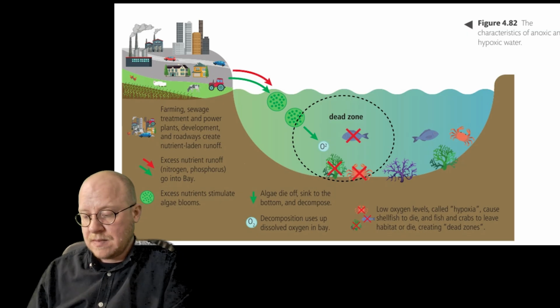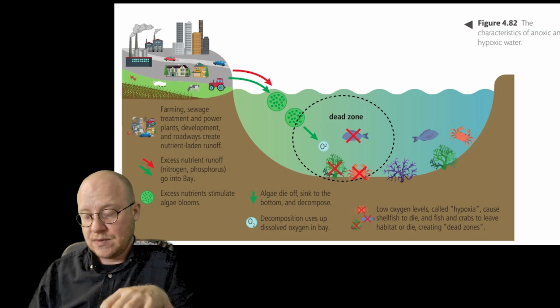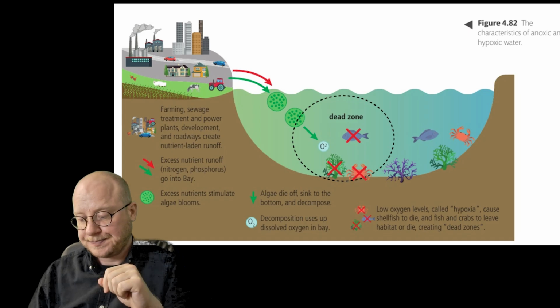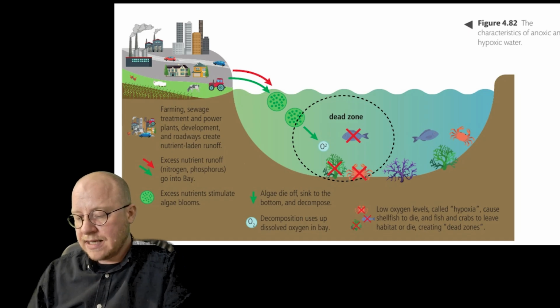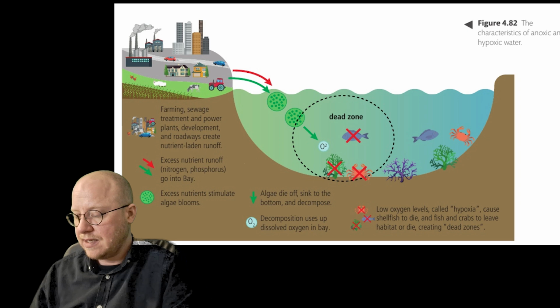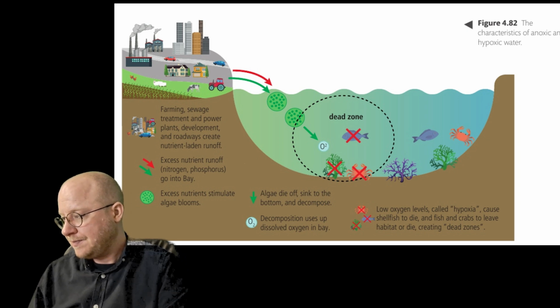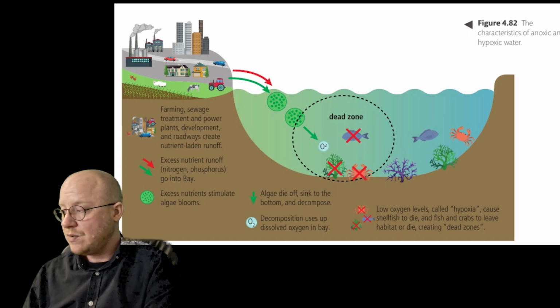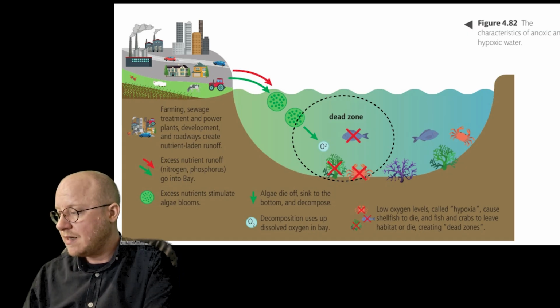Okay. Sheltered bays with low wind speeds and gentle currents may allow water to stratify by temperature, right? Forming a layer of low oxygen water near the surface. Anoxic and hypoxic water have, for example, limited dissolved oxygen, but large amounts of phosphorus and nitrogen, and experience phytoplanktonic blooms. Okay. So figure 4.82 is the characteristics of anoxic and hypoxic water.